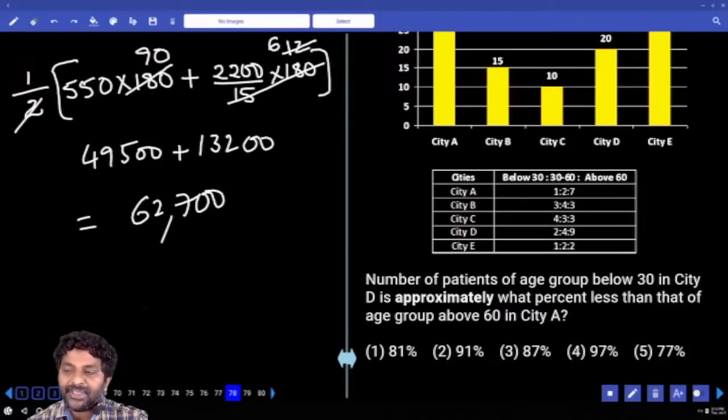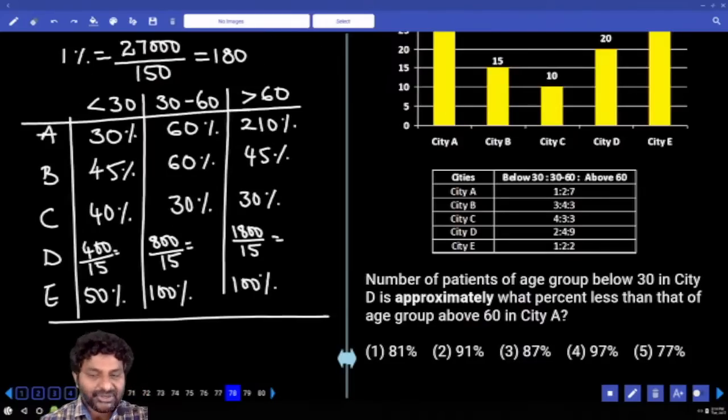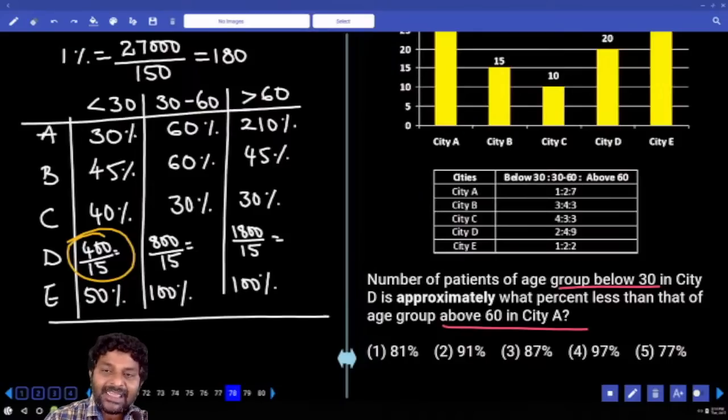The number of patients of age below 30 in city D is approximately what percent less than that of the age group above 60 in city A? It's a percentage, right? Come on. Number conversion is not required. City D. Who do we need? Below 30. This one, right? What percent less than city A above 60? What is the difference between both the numbers?